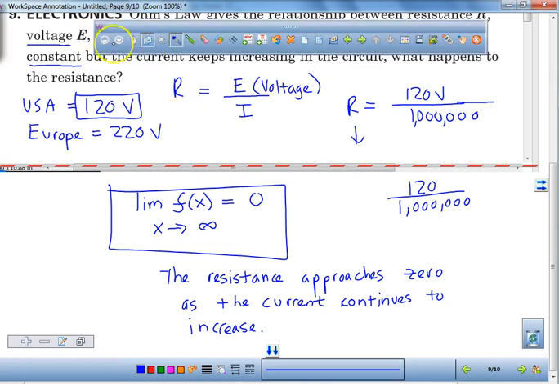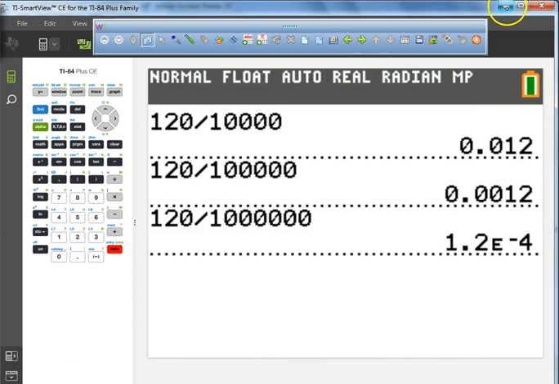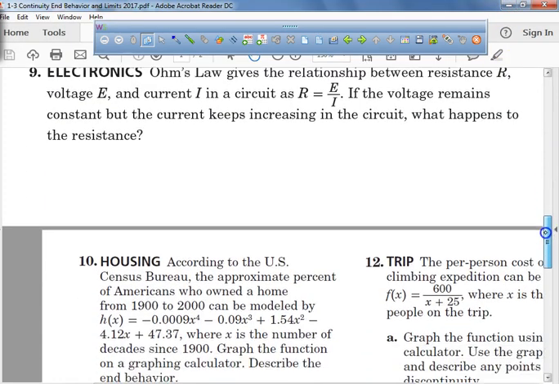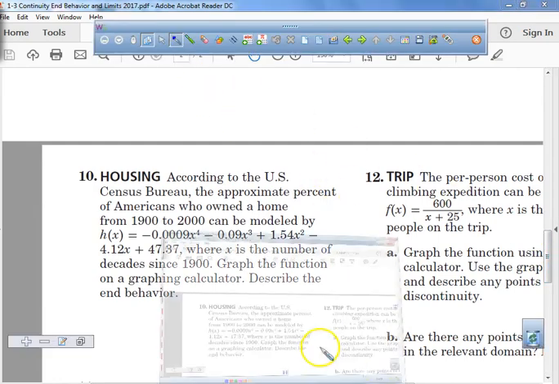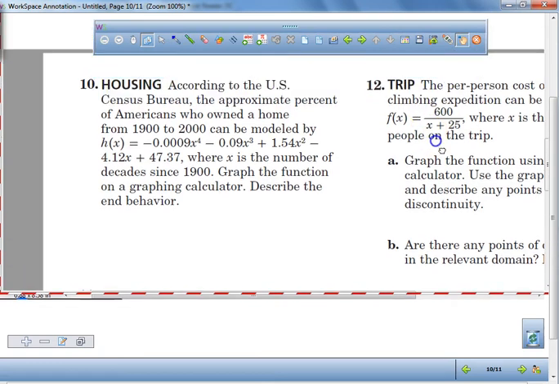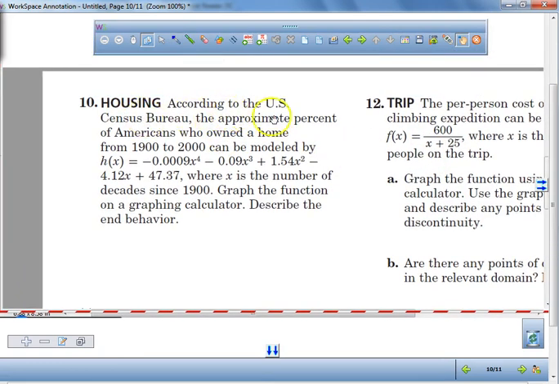Okay? All right. The final problem that we're going to do as an example is going to be problem number 10. So I want you guys to look carefully at problem number 10. It says, according to the U.S. Census Bureau, the approximate percent of Americans who owned a home from 1900 to 2000 can be modeled by this equation. So this function, h of x, where x is the number of decades. So x is not the number of years, x is the number of decades.